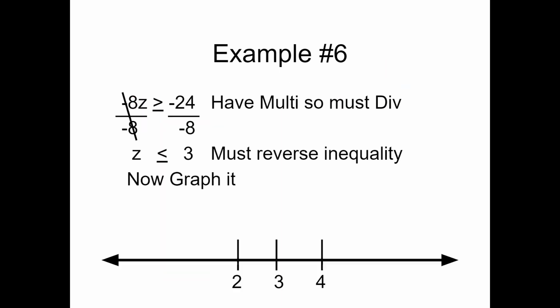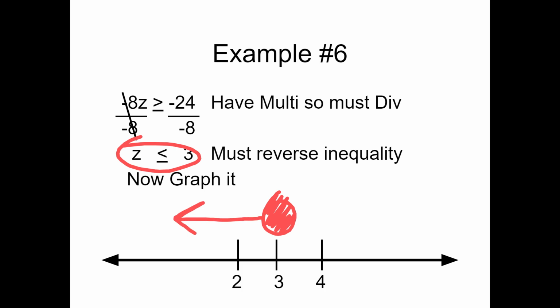Let's go ahead and graph it. z is less than or equal to 3, so that means it's going to be a closed circle on 3. And since it's less than or equal to, all the numbers to the left are going to be less than or equal to 3.